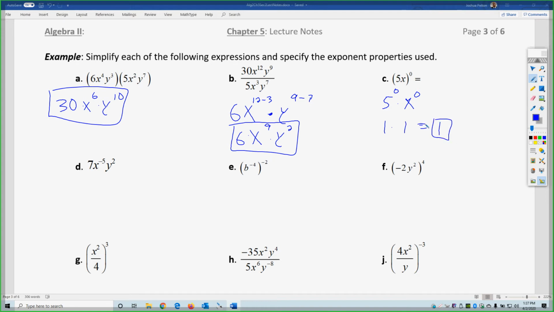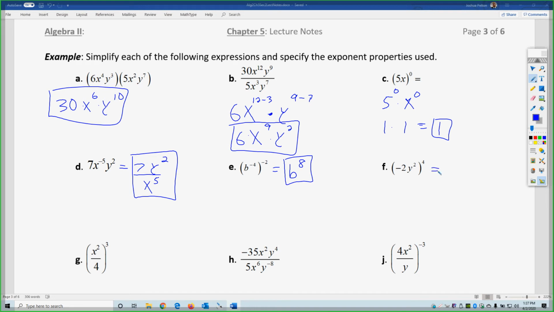Next one, none of these have the same base, but we have a negative exponent here. So my final answer is 7y squared over x to the 5th, because you can't have a negative exponent in the final answer. Power to a power rule, that's multiply, so that's b to the 8th. That's positive, so we're all set there.